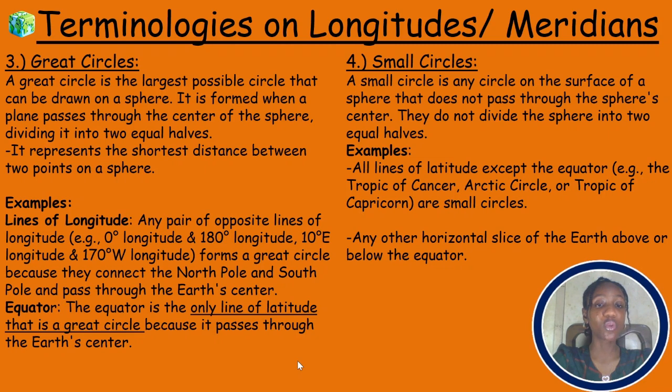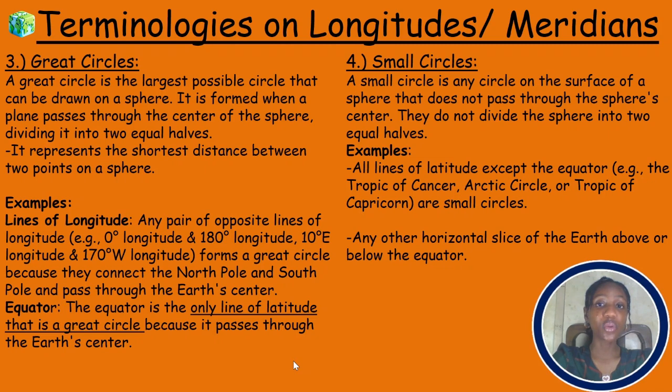The first one, lines of longitude. Any pair of opposite lines of longitude, e.g. longitude 0 degrees and longitude 180 degrees, forms a great circle because they connect the North Pole and the South Pole and pass through the Earth's center. And the equator is the only line of latitude that is a great circle. Remember, I made reference to it. Since a great circle divides the Earth into two equal halves, we also mentioned in the latitude video that the equator does that. So the equator can also be considered as a great circle, along with opposite lines of longitude.